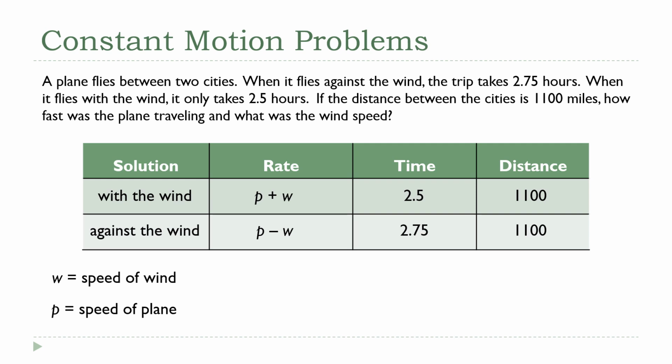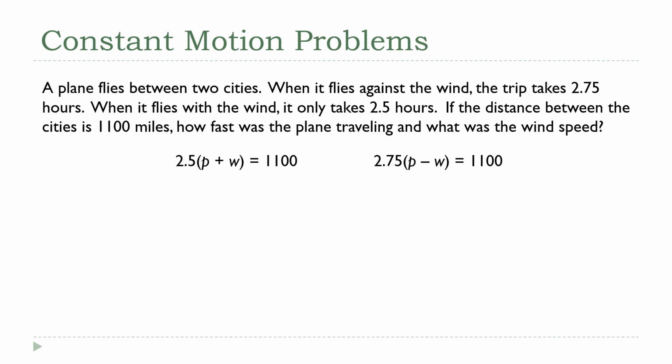Awesome, we filled in the table, and that's enough to give me some equations. If I multiply across the first row, I get 2.5 times (P plus W) equals 1,100. And if I multiply across the last row, I get 2.75 times (P minus W) equals 1,100. Okay, great, two equations in two variables, and that's fine. We have some tools for solving this kind of situation. So first, I'm obviously out of room, so I've just copied our equations over so we can start with a fresh page here.